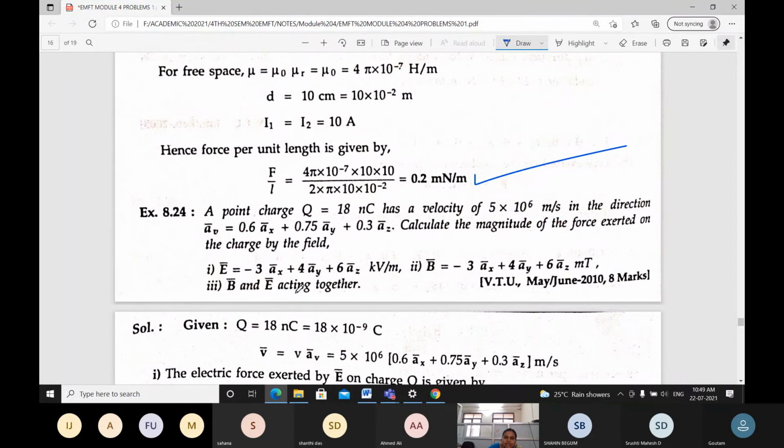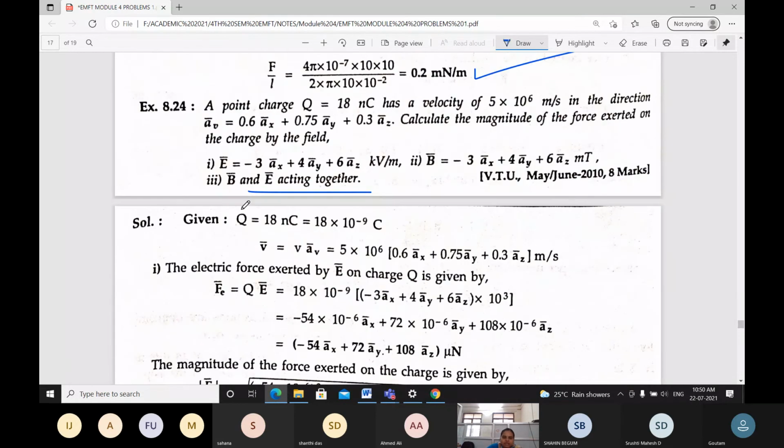Then B and E acting together. Here they are acting separately. When both are acting together, what is the value we have to find out? In total we have to calculate F in terms of E, F in terms of B, and F in terms of both B and E. The given charge is 18 nanocoulombs, that you have to write here. Then velocity is given as V into AV, we should take the direction it is going in. For this reason, V into AV, where V is 5 into 10 raised to 6, into the whole AV, you have to multiply here.